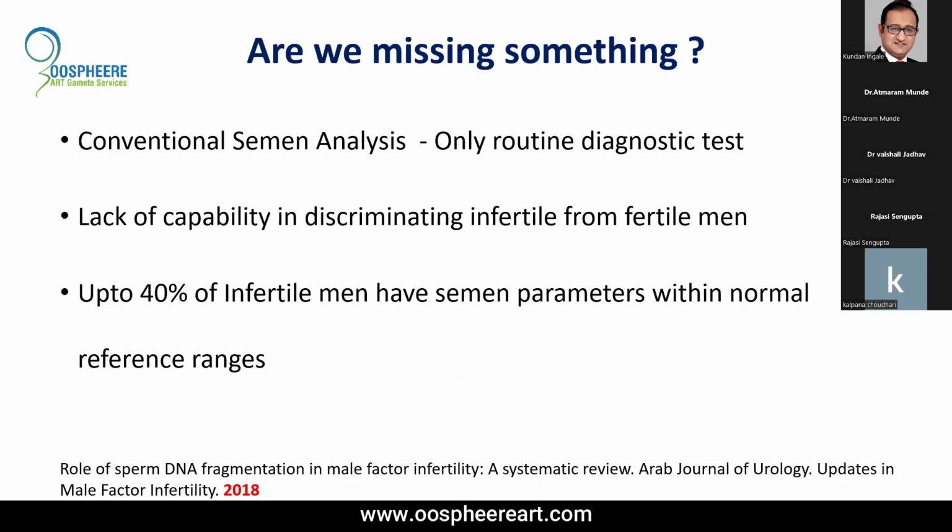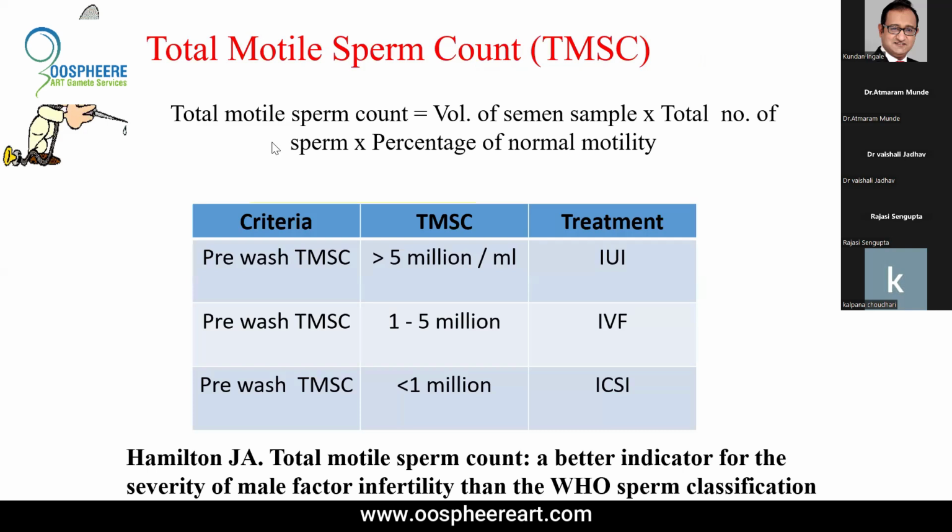Now, semen analysis is only a conventional diagnostic test. It cannot define this is infertile and this is fertile. It means a count of 5 million can also have 2 children and a count of 100 million can go into unexplained infertility. Up to 40% of infertile men can show a normal semen analysis. Hence, we need to identify a test called total motile sperm count, in which we take the volume of the sperm and the total number and percentage motility of the sperm.